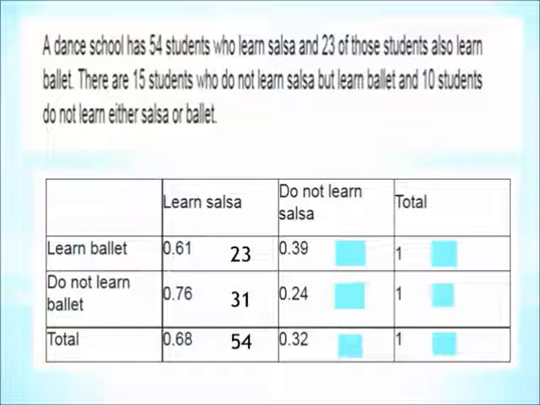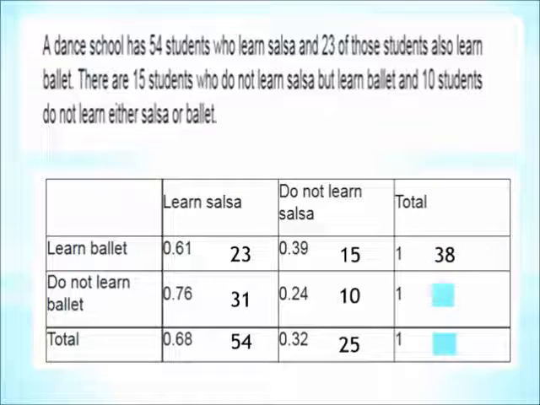Now let's look at the next statement. There are 15 students who did not learn salsa, but learned ballet. So no salsa, yes ballet. And 10 students did not learn either salsa or ballet, for a grand total of 25.